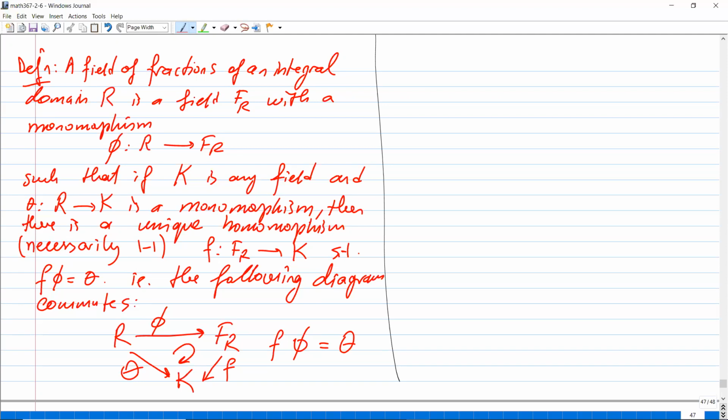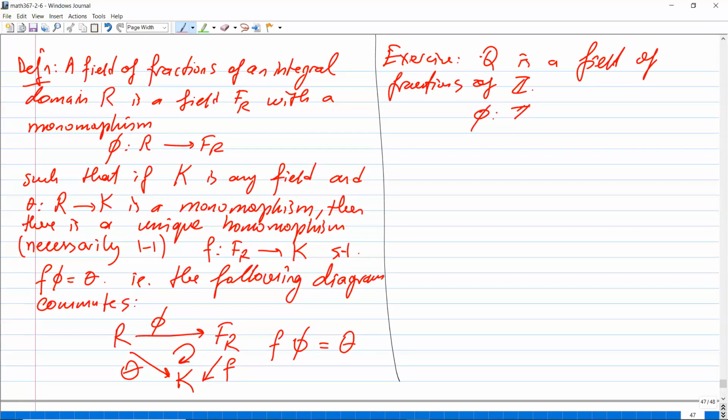An example, as an exercise: Q is a field of fractions of Z, and the embedding phi from Z into the rational numbers is phi of n equal to n over 1. Just like these rational numbers constructed from integers, from an integral domain we can construct a field of fractions.